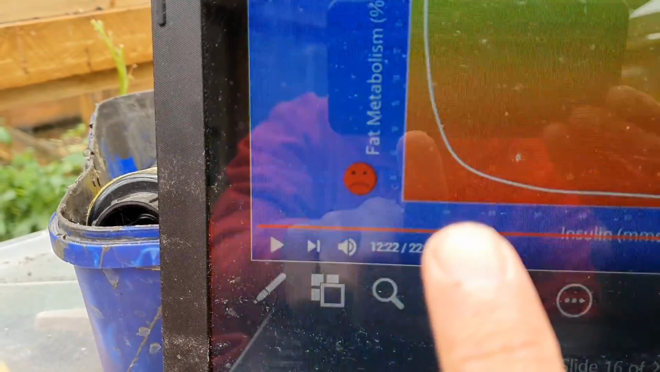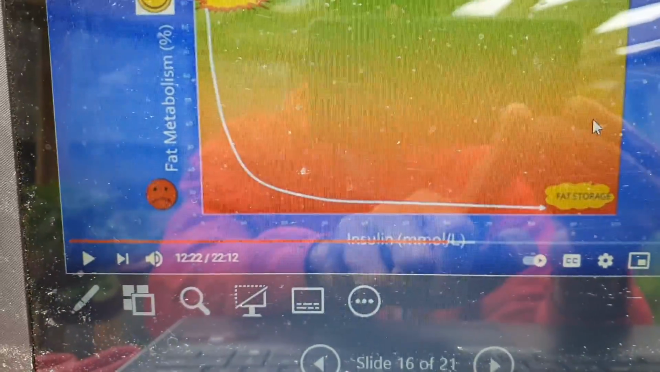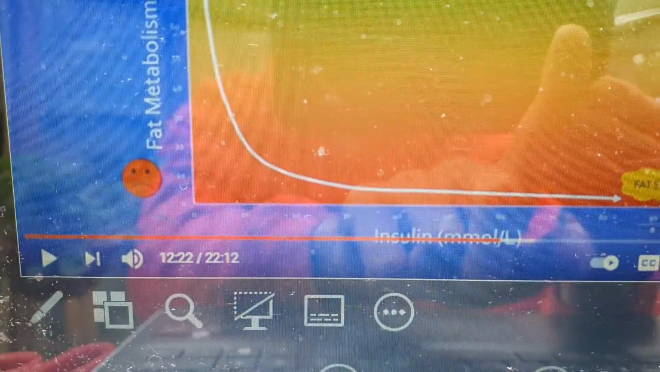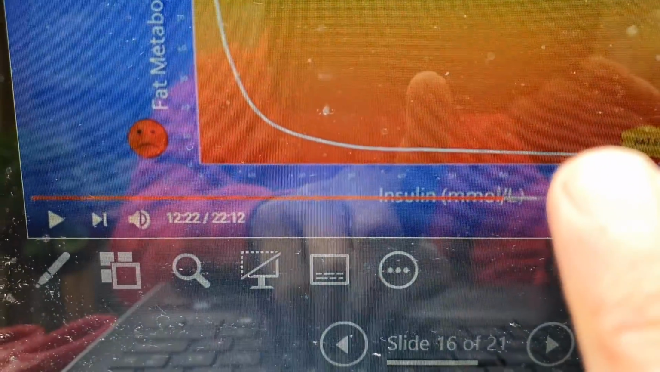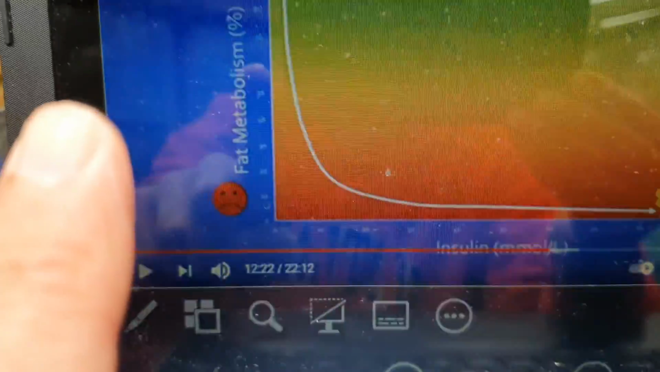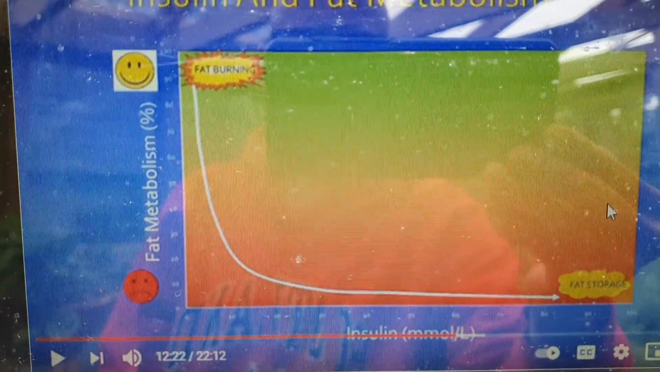That's 10 picomoles per litre, and right along here we're up at close to 90 or 100 picomoles per litre. So this here is fat storage, and down here is fat burning. Just keep an eye on the shape of the graph.